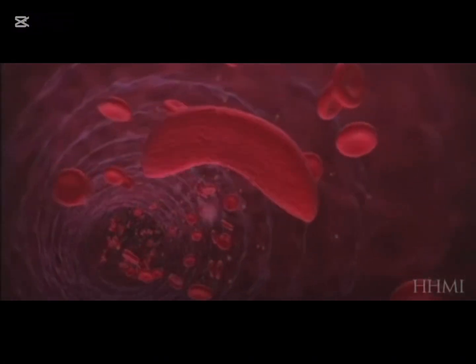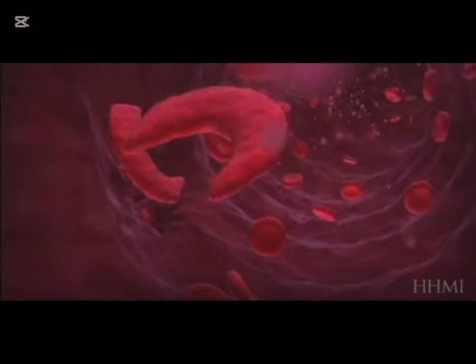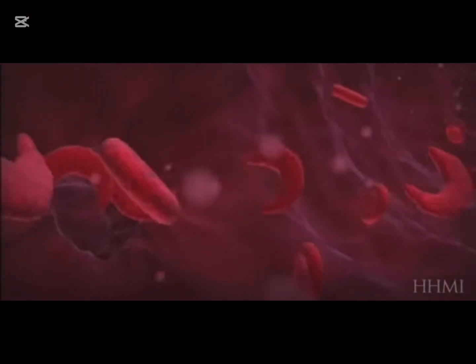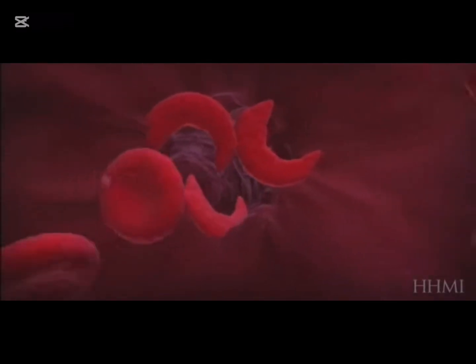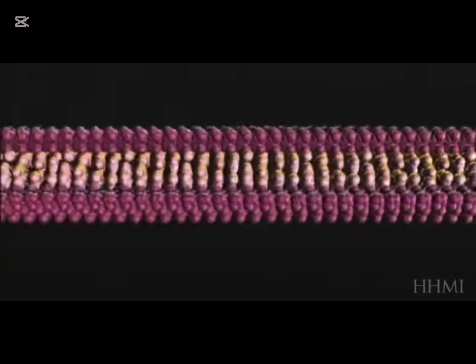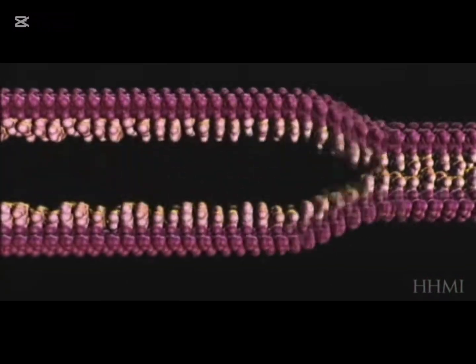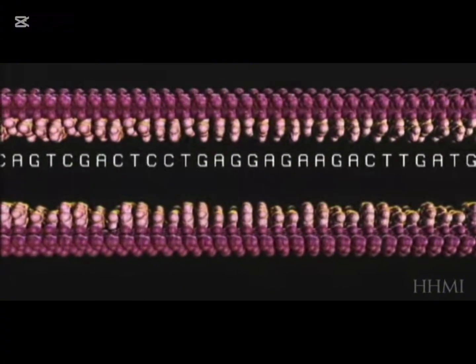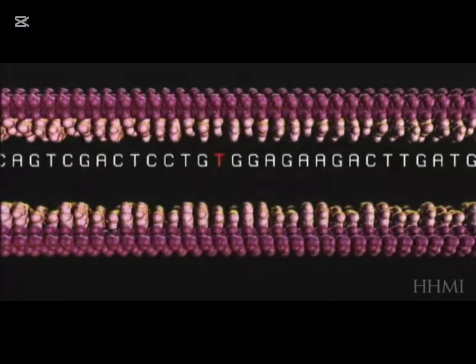As the cells become more crescent shaped, they begin sticking to each other and they begin clumping and they prevent oxygen from being transported. It's because of the mutation in your DNA, which alters the primary structure. As we can see, the A is being replaced by a T, and that's going to result in this disease.